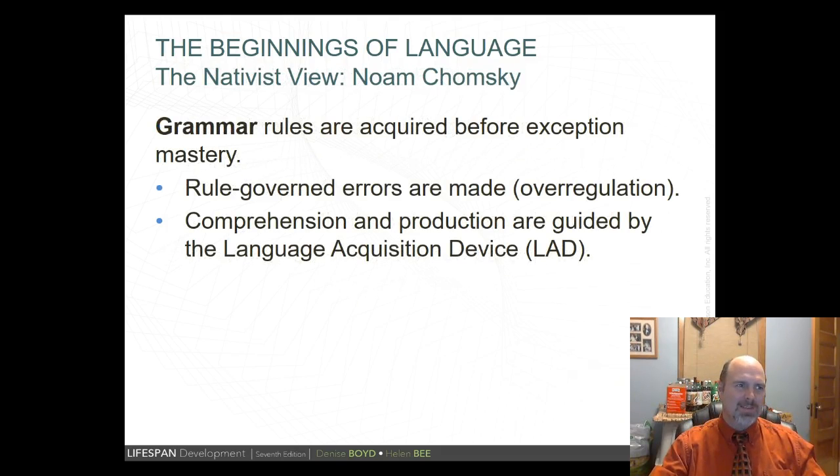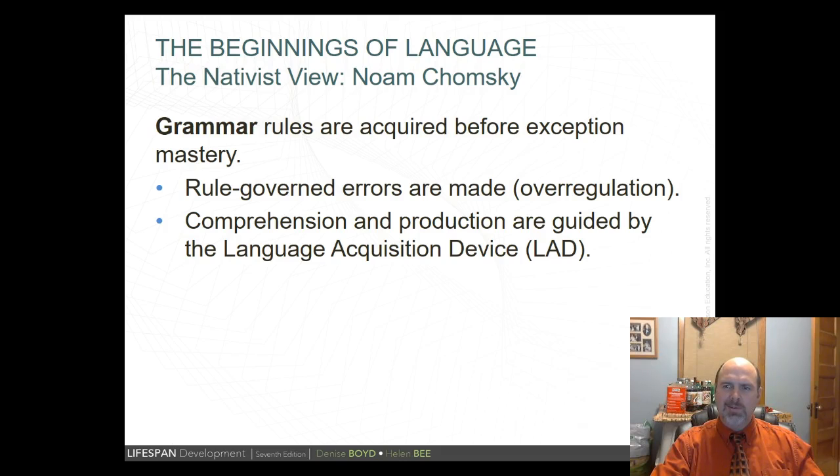Next is Noam Chomsky, who came up with what's called the nativist view, that grammar rules are acquired before the exception mastery. In other words, they learn to speak, and they're not too concerned with following the rules because they don't know them yet. So comprehension and production are guided by what's called the language acquisition device. This language acquisition device is an innate language processor, which contains all the basic grammatical structure of all human language.